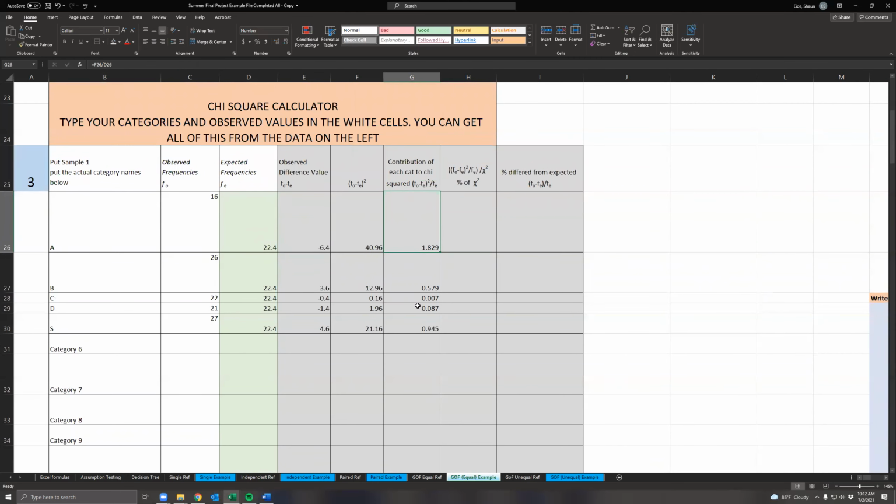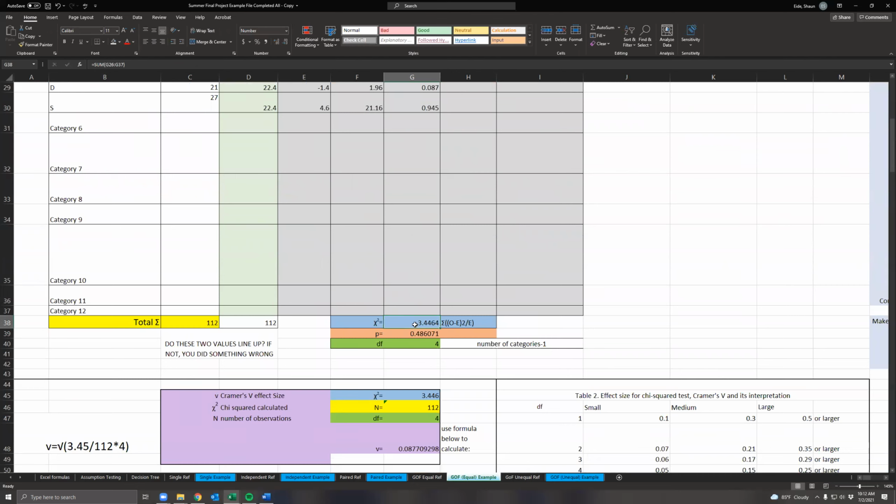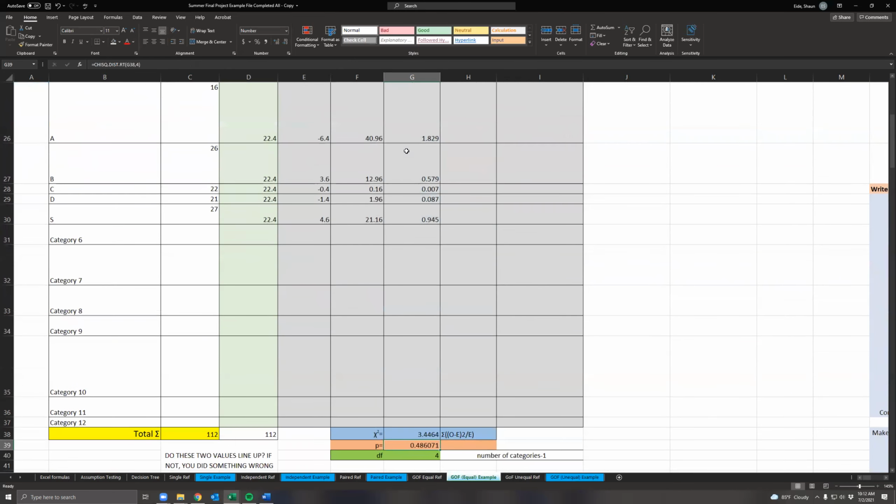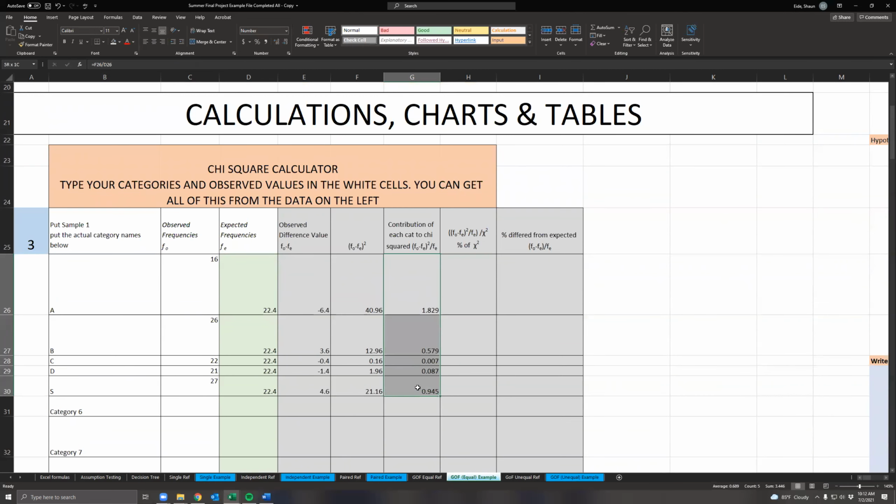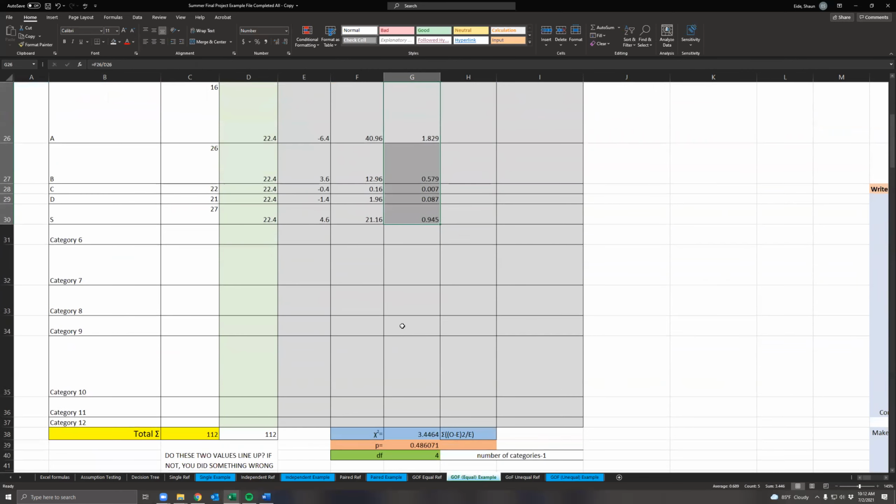Okay. And the reason why it's a contribution is because we are actually going to, once again, do equals sum. Going to add all those up. And you'll notice we've got the chi-squared value right here of 3.4464. So we've got the chi-squared value, and I'll show you in just a minute, but we added all those up, so we get the chi-squared value of 3.4464. And if you look at a chi-squared distribution, let me see if I can pull this up.